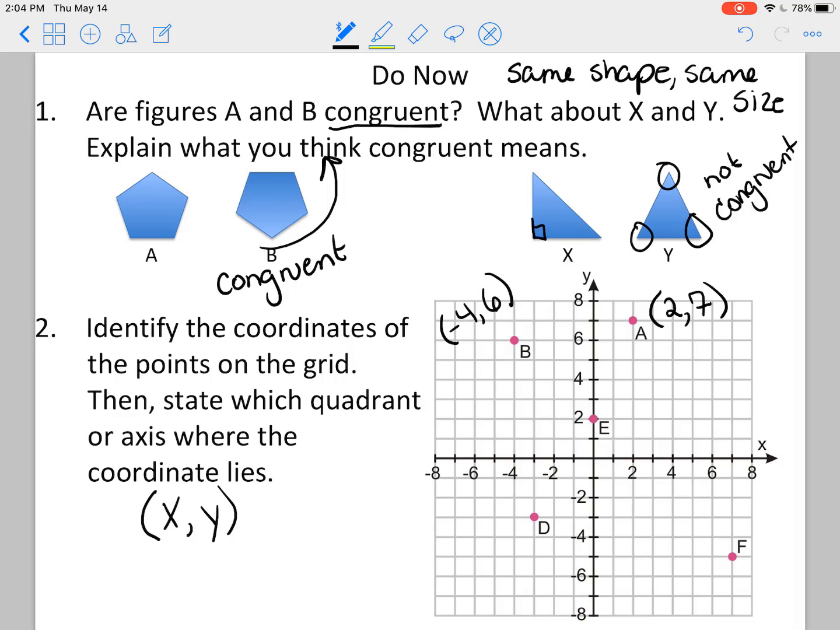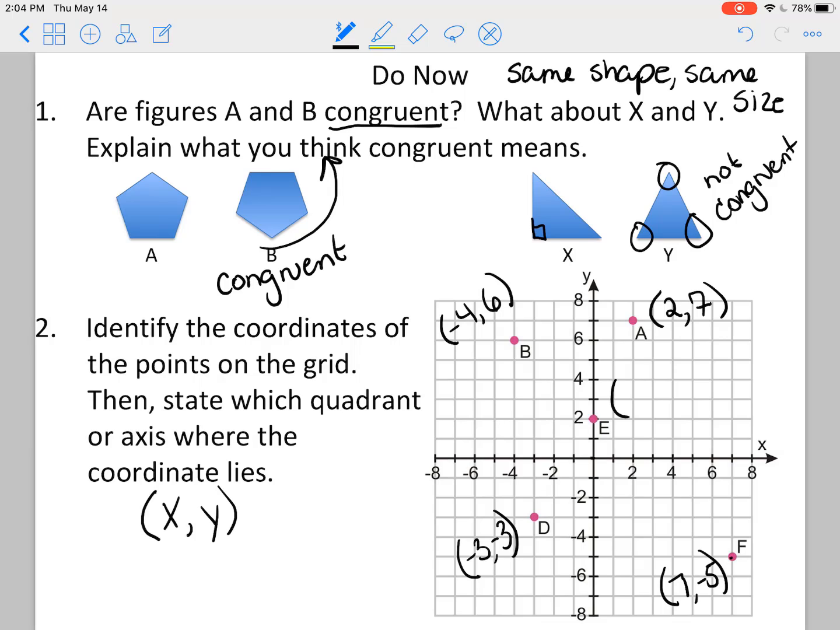For C, there doesn't appear to be a C, so we're going to move on to D. For D, we go 1, 2, 3 to the left, so negative 3, and down 1, 2, 3. Down is negative, so our ordered pair is negative 3, negative 3. For F, we go 1, 2, 3, 4, 5, 6, 7 to the right, so that's positive, and 1, 2, 3, 4, 5 down, so negative 5.